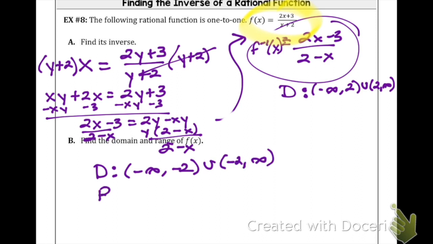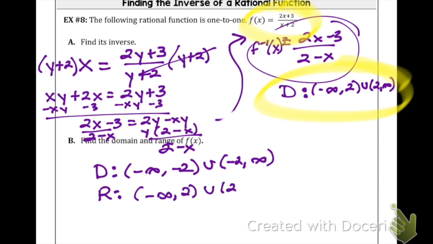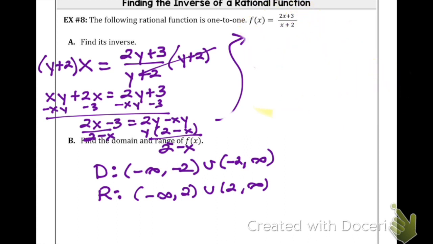And the range of our original function should be the domain of the inverse function, so everything but 2, which should make sense because if you go back to the original function, we get range restrictions from our horizontal asymptotes. And what's my horizontal asymptote? Well, my degrees are the same, so the leading coefficient ratio, which would be 2. Right, so I would have a horizontal asymptote at y equals 2, which means my range would be jumping over it.